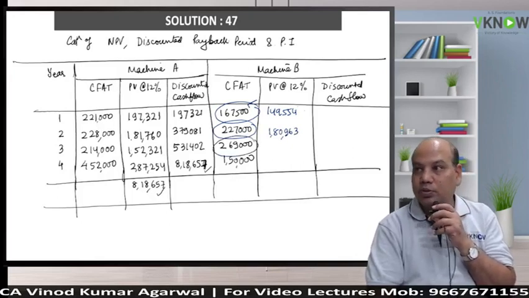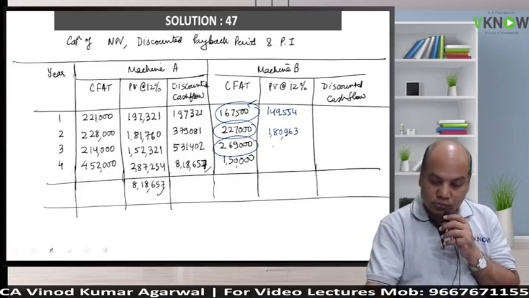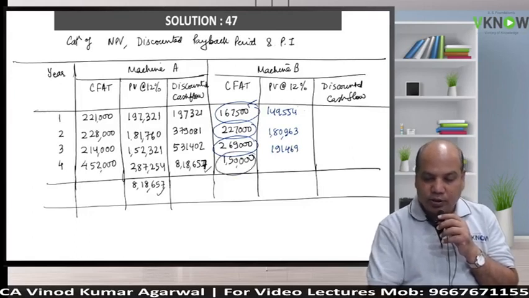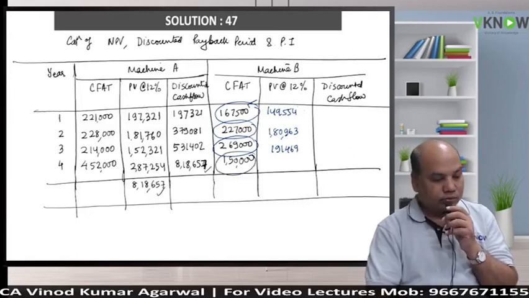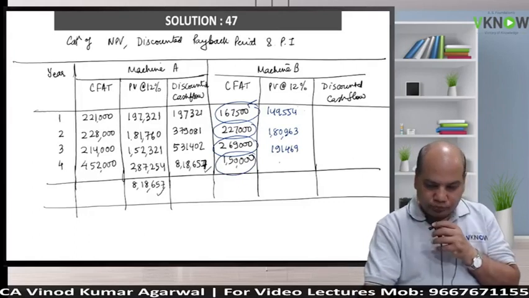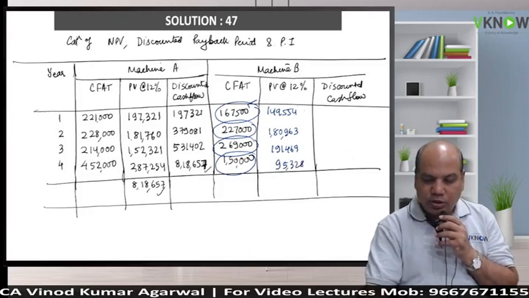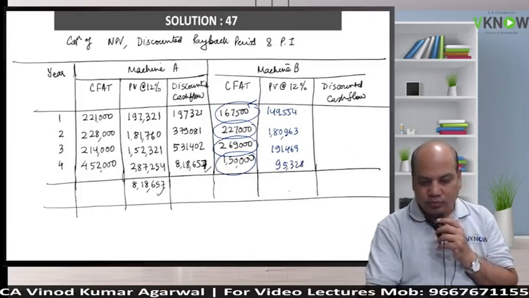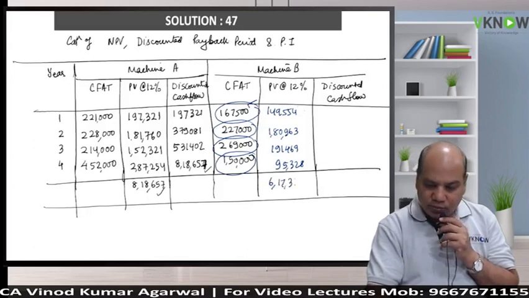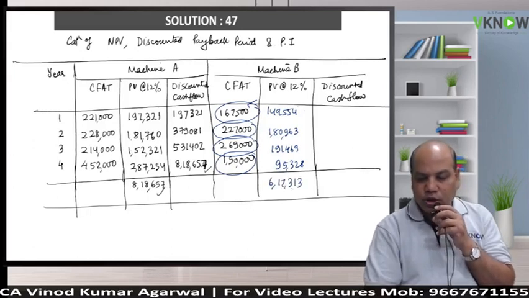2,69,000 divided by 1.2 equals 191,469. Wonderful, amazing. Memory plus. Then 1,50,000 divided by 1.12, 4 times, equal to 95,328. 95,328 is right. Memory plus, memory recall. Sir, 6,17,313. This is the PV of cash inflow.